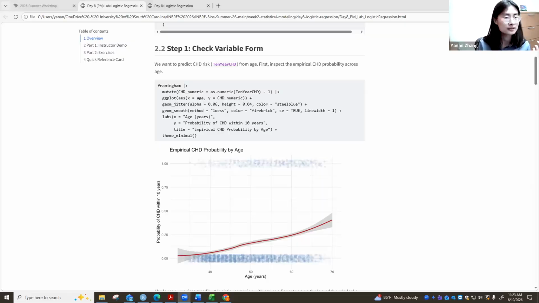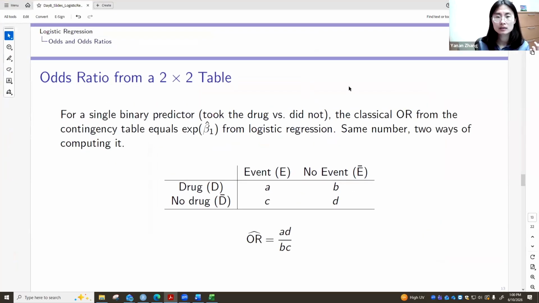Fitting a logistic regression in R. So for the afternoon, let's start with what we left from the lecture. I'll share my screen, and I want to introduce you to another way to calculate the odds ratio.